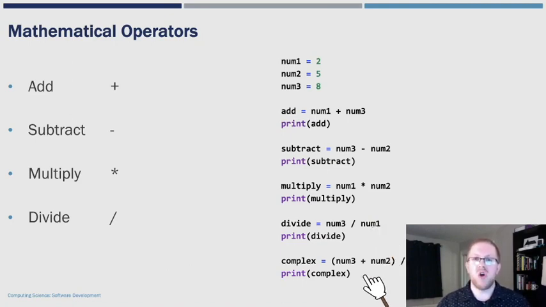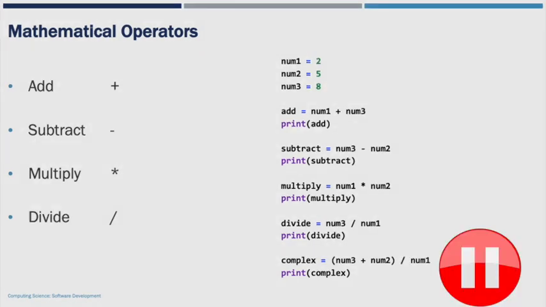What I would like you to do on a piece of paper, write down what you think the output is going to be for each of the 5 print statements. Once you've got that written down, go and write this code in Python and see if what the computer gives you is the same as what you think. So pause the video now and go and do that.